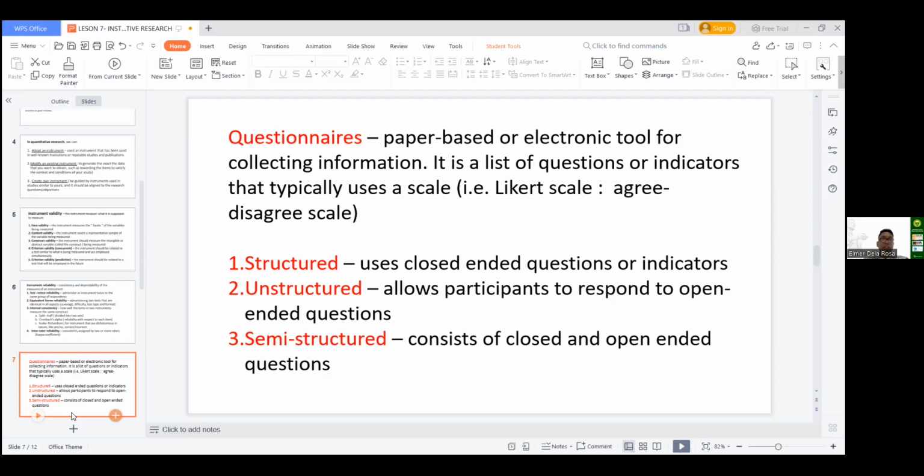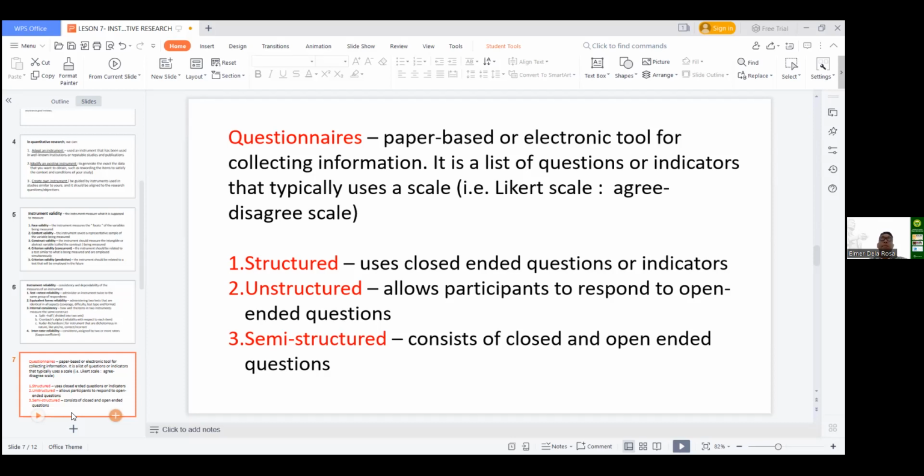So questionnaires could either be structured, unstructured, or semi-structured. So pag structured, close-ended. In other words, mayroon kang tanong, limit yung responses to a scale of 1 to 5, or a yes or no, or 1, 2, 3. Unstructured, you allow the participant to respond to open-ended questions.